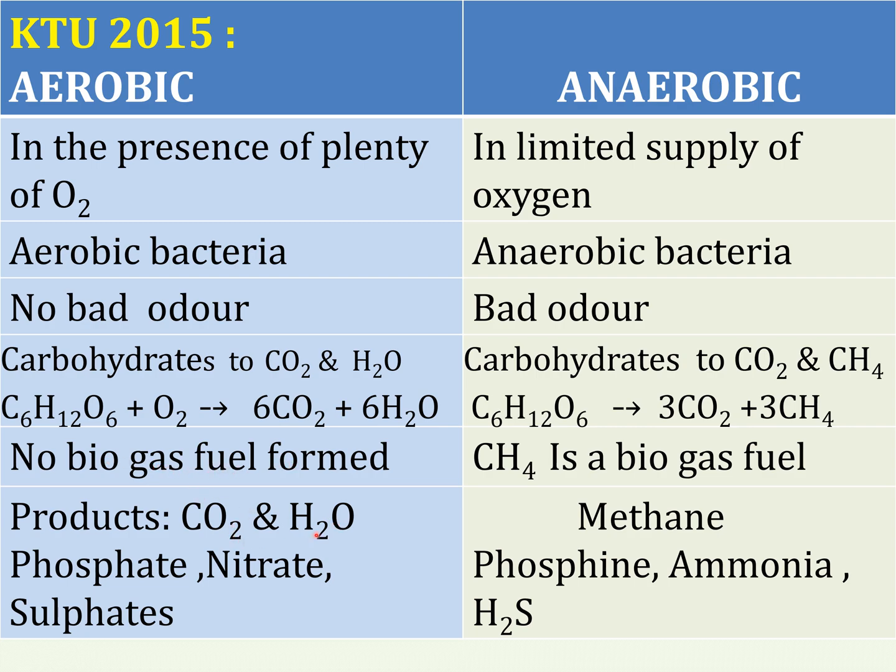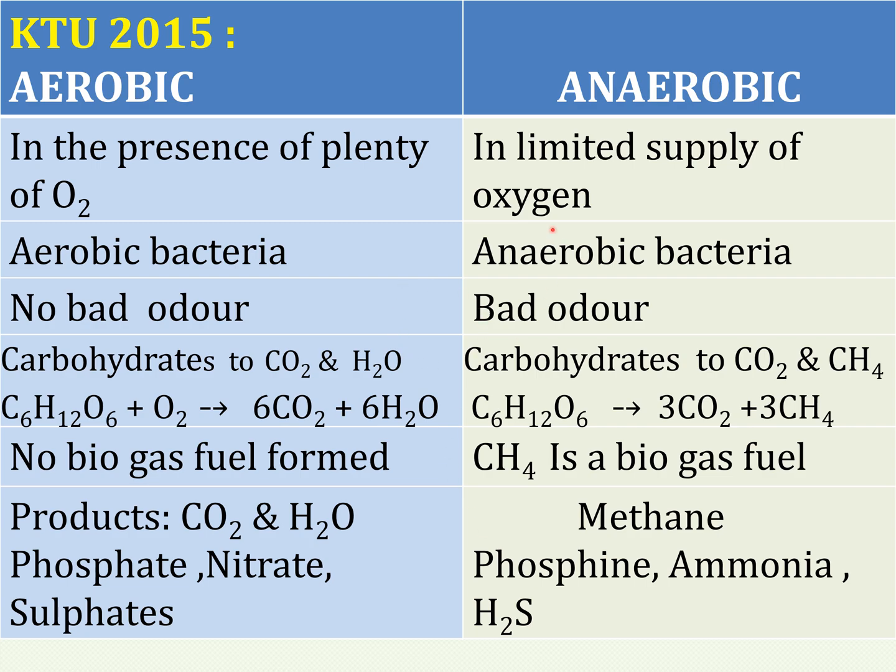Now, considering the last point, we are just considering in general few oxidation products. In the case of aerobic oxidation, carbon is oxidized to carbon dioxide, hydrogen to water, phosphorus to phosphate, nitrogen to nitrate, sulfur to sulfate. That means rich in oxygen. Well, coming to this side, carbon to methane, phosphorus to phosphine, nitrogen to ammonia, sulfur to hydrogen sulfide. So instead of oxygen combined products, you are getting hydrogen combined products.